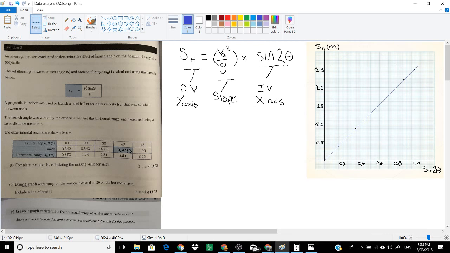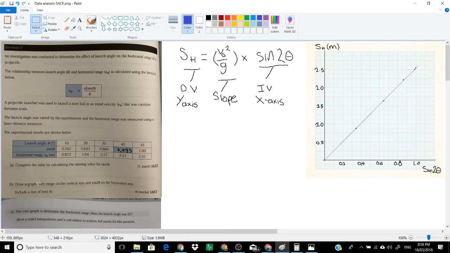Next, draw a graph with range on the vertical axis and sine 2 theta on the horizontal axis. I've actually already done this because it's a bit time consuming. This is the sort of graph paper. In my test, you'll be expected to do this by hand. In your assignments, you can do it on Excel or Google Sheets or whatever you wish to use. But you do need to know how to graph things by hand effectively and accurately, as best you can. I've got some special graph paper here in this particular case. And also how to determine things like the slope, which we'll come to in a minute.